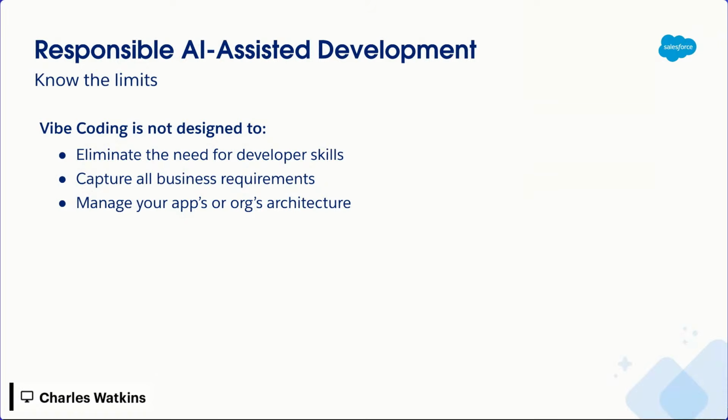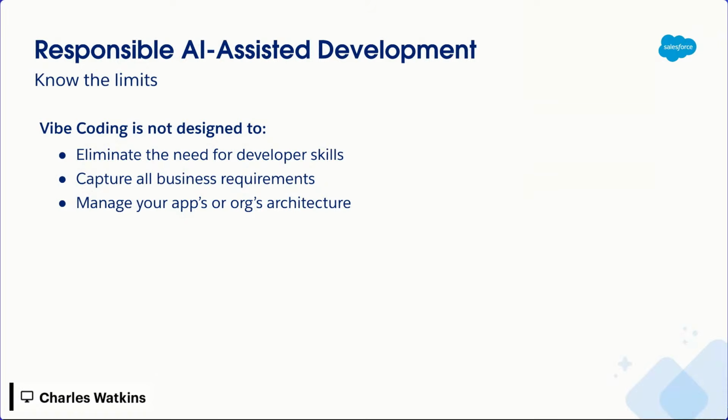It's not about eliminating the need of developers or developer skills. You still need to know what you want to build. You still need some basic understanding of architecture and code. You still need to be able to debug things. It's not going to help you capture your business requirements. AI cannot, or at least should not, think for you. So when it comes to figuring out what to build, right, and what the requirements are, that's still on you.